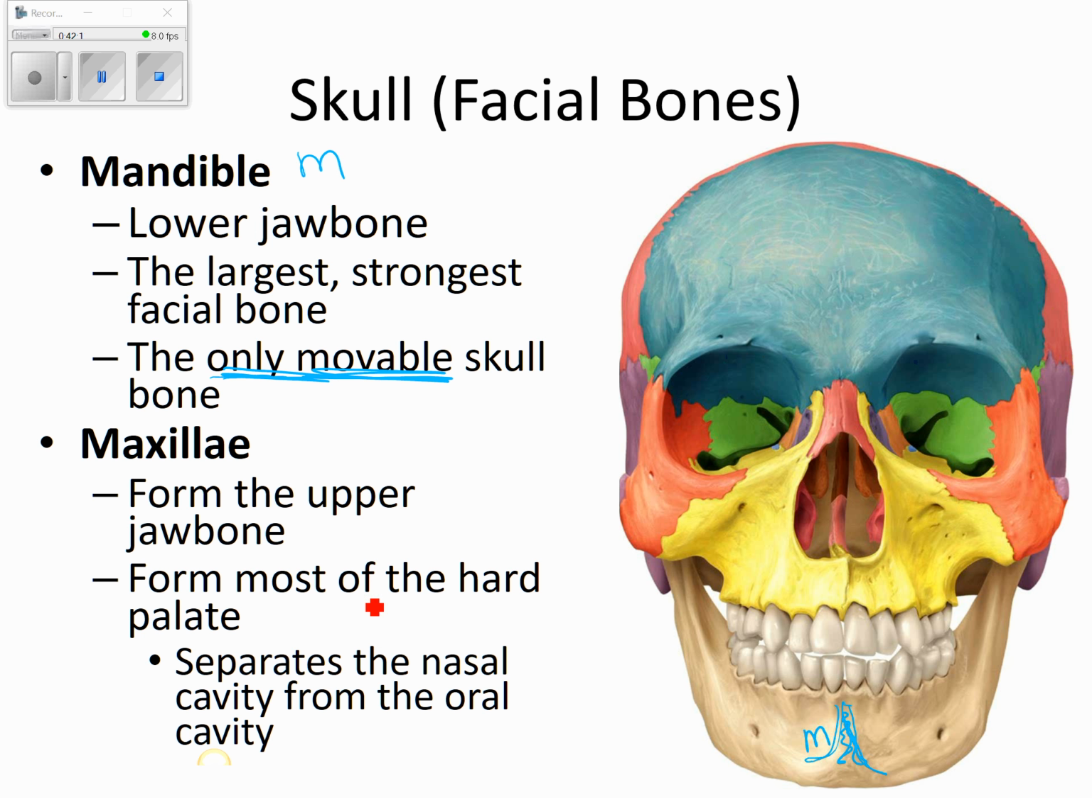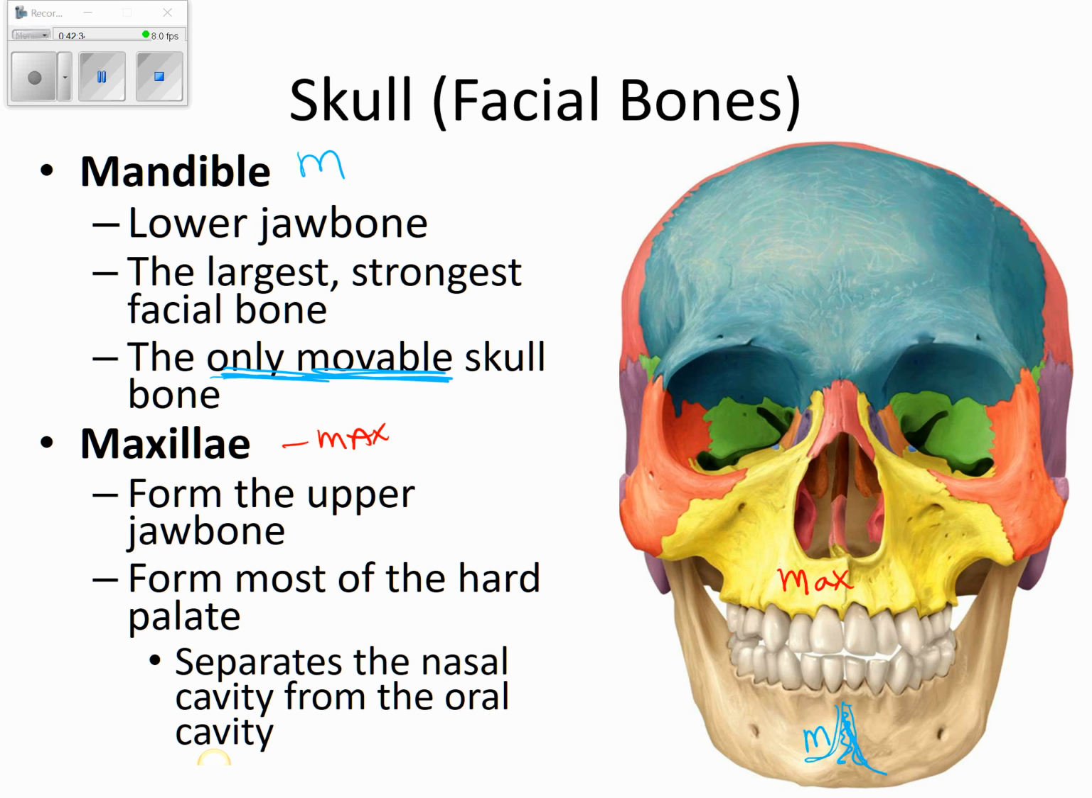Maxilla, of course, is the one that forms the upper jawbone. It forms most of the hard palate as well too. But you can't see the hard palate right now because the mouth is closed. But this is the maxilla, I'll abbreviate MAX. It separates the nasal cavity, of course, from the oral cavity. The maxilla is also the fusion of two bones at the palatine fissure.